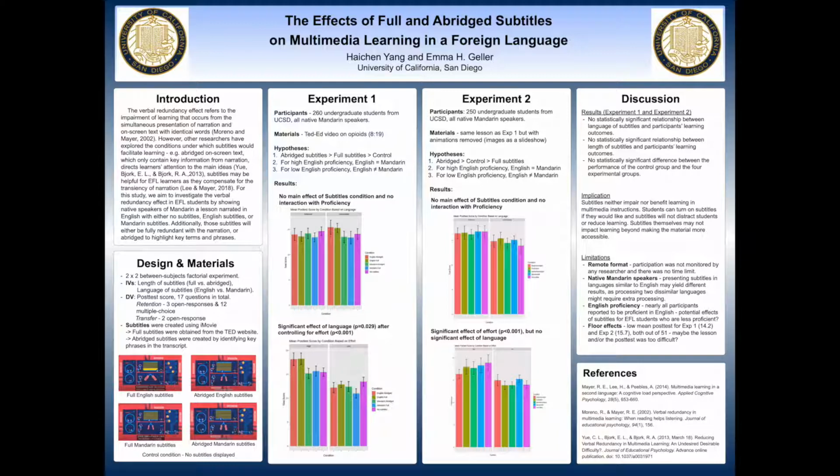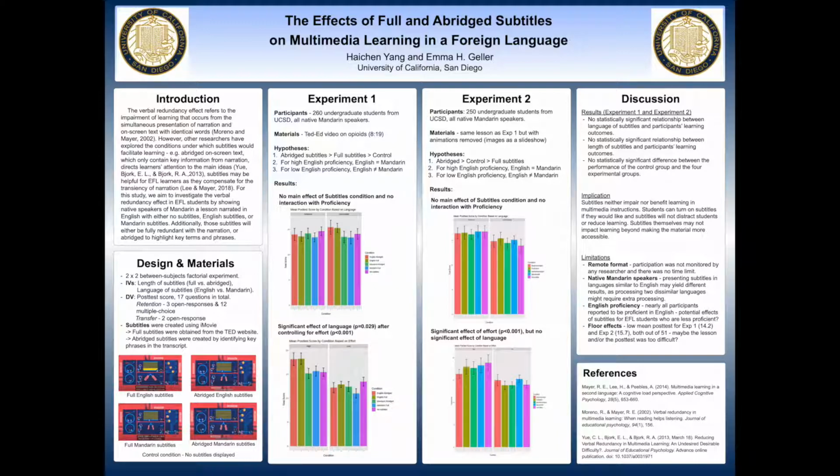A basic outline of the experiment is as follows. Participants confirmed that they were native speakers of Mandarin and reported their English proficiency. Then they were randomly assigned to one of the 5 conditions and watched the lesson. And then they played Tetris for 3 minutes as the distractor task, and then they were presented with a post-test. Lastly, they were asked to report how much effort they put in and thanked and debriefed.